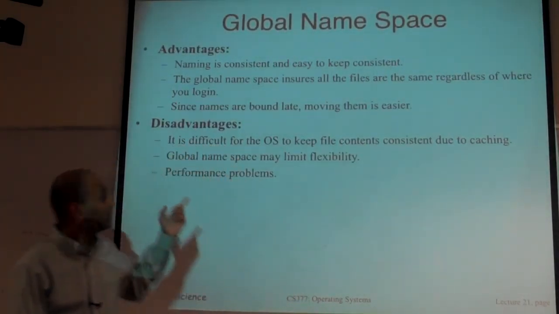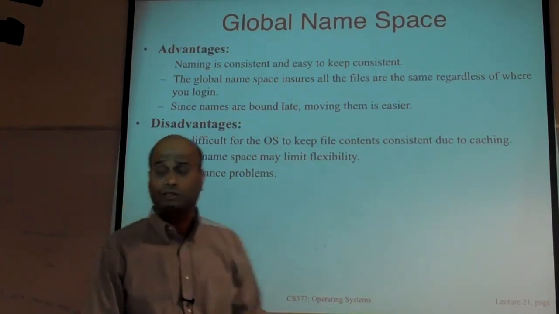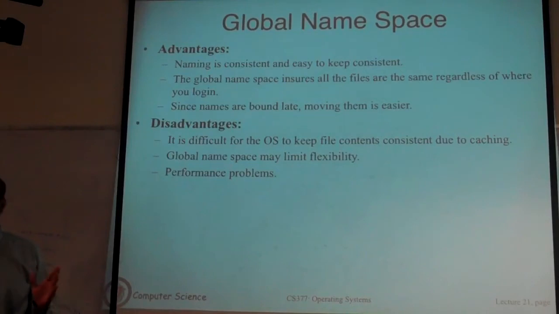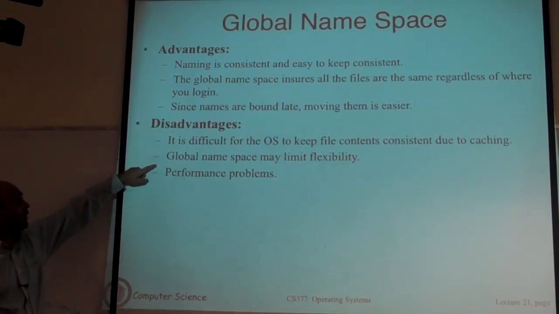So I already mentioned the naming is consistent, it's easy to keep consistent. Disadvantage is it's basically difficult to keep the file contents consistent during caching, because many nodes can access these files. You have to ensure that the files are consistent. I'll talk about consistency in just a moment. That's the next thing on the list.